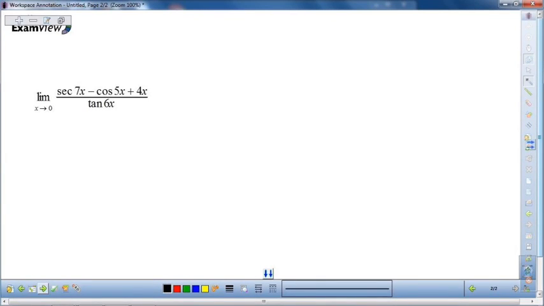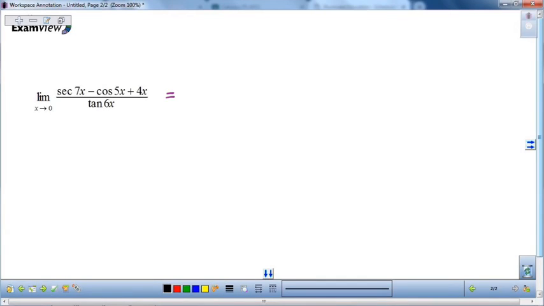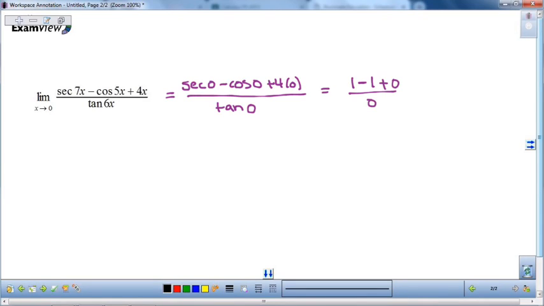To find the limit, if we do direct substitution, we get zero over zero, which is an indeterminate form, so we can use L'Hopital's rule. So we're going to use L'Hopital's rule, so that means taking the derivative of the numerator.